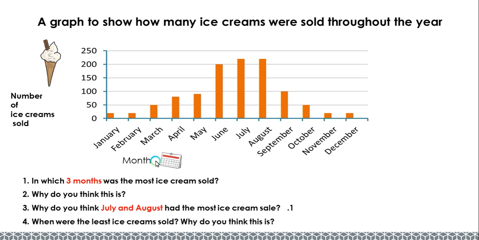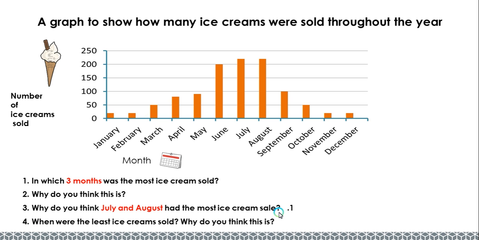So why do you think this is it? Because during these months it's hot and very sunny, so that's why so much ice cream was sold at that time. Why do you think July and August have the most ice cream sales? Because it is the peak of the weather.